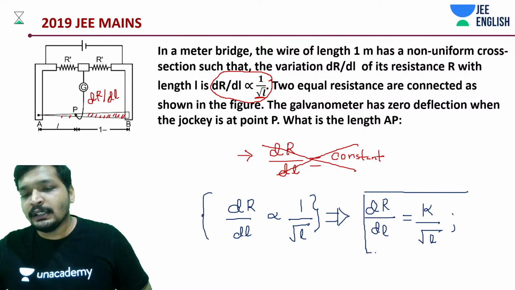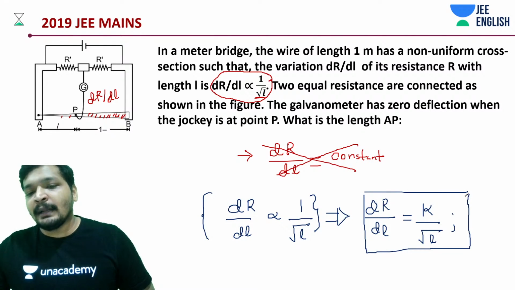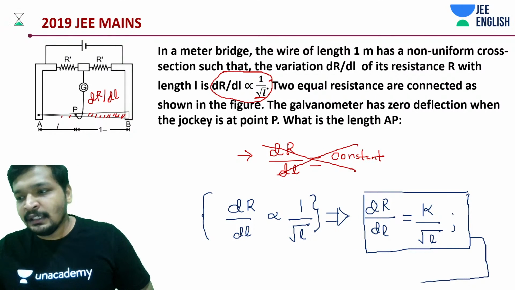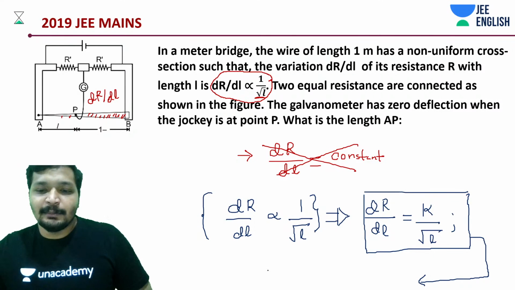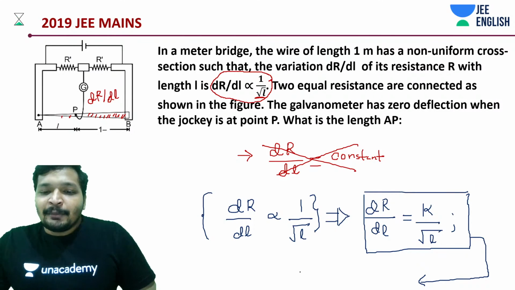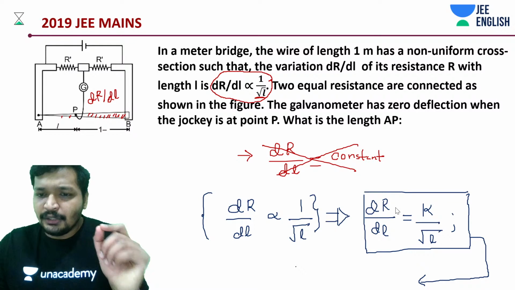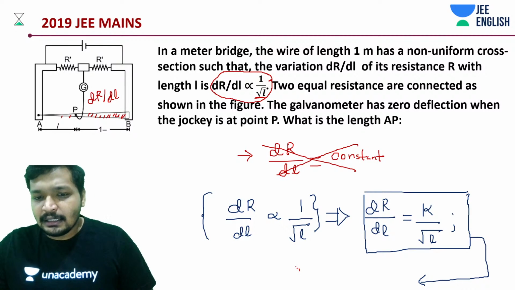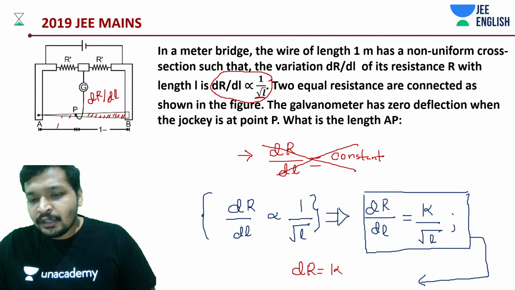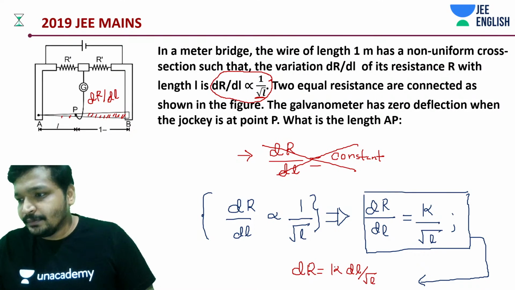What do we need to do next? Even better, I'm going to write it down in another form. Just keep noticing what we are going to do. Yes, it's simple. Our new function is something like this. Elemental resistance dR is how much? K into dL by root of L.